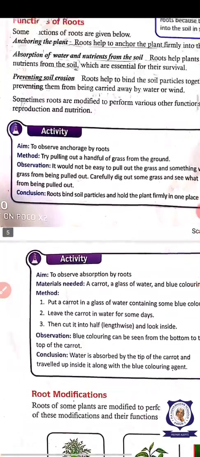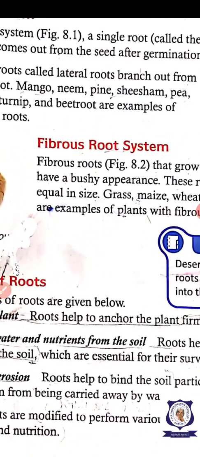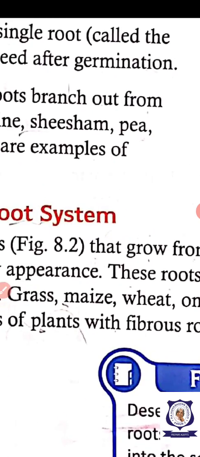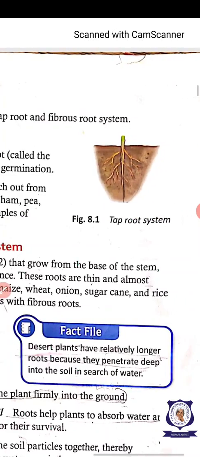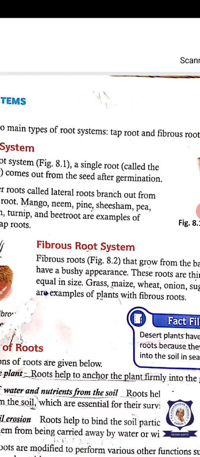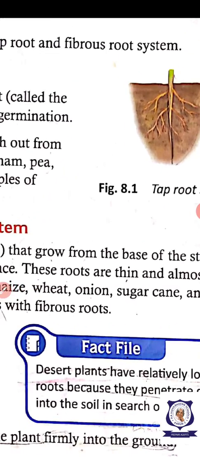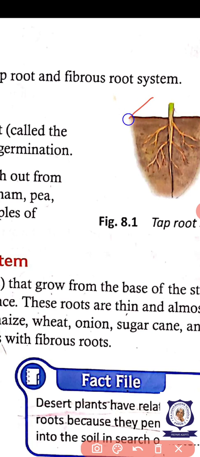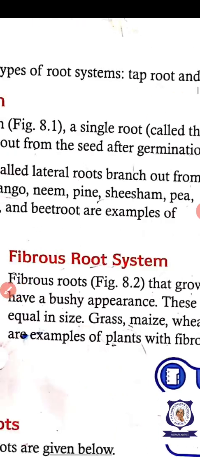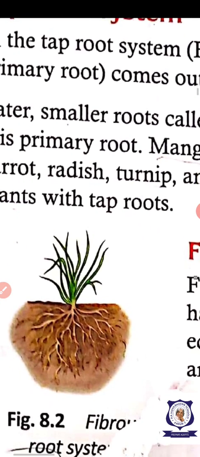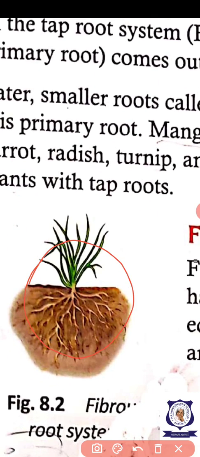Next you see the fibrous root system. The fibrous root system is when the seed grows, the first formed primary root grows for a certain length and then it will fall down. After that, a bunch of roots is given out under the base of the stem. This is the fibrous root system.